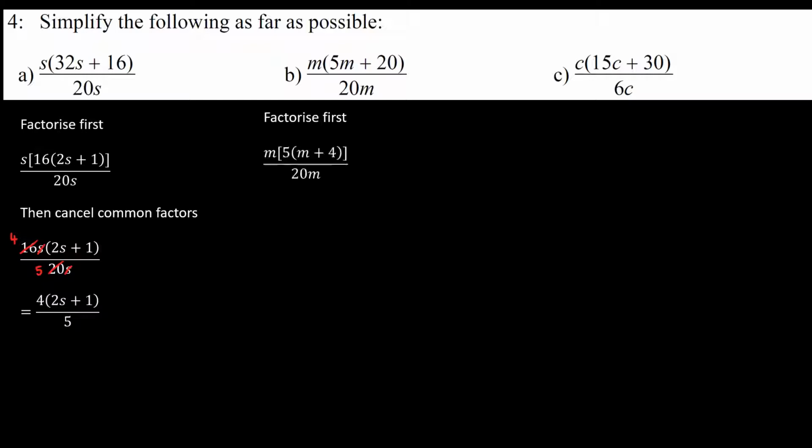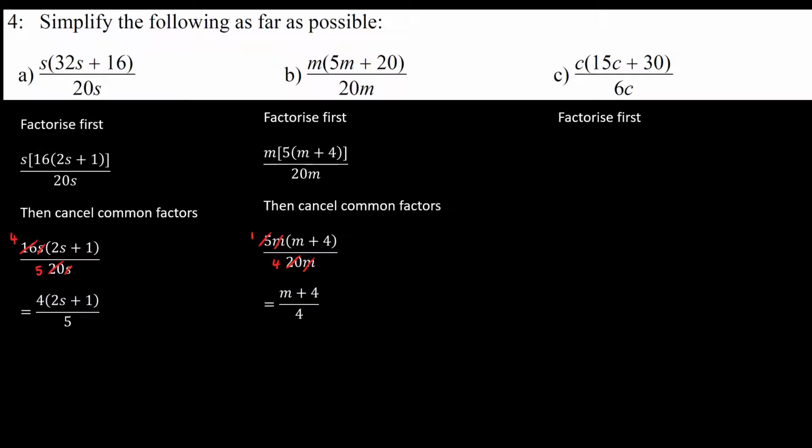Same process with B. We're going to take out the common factor that they missed, which was the 5, which means that we have the 5m out the front. And we cancel that and the 20m against each other, so we can get rid of the m's. And 5 goes into both of them. Notice when we only have 1 out the front of a bracket, we can drop the brackets altogether. And we just end up with m plus 4 over 4.